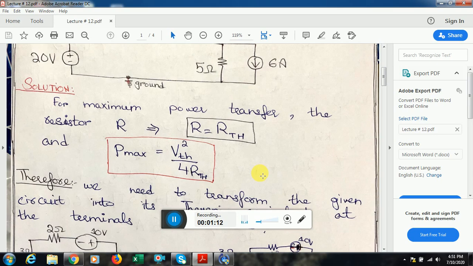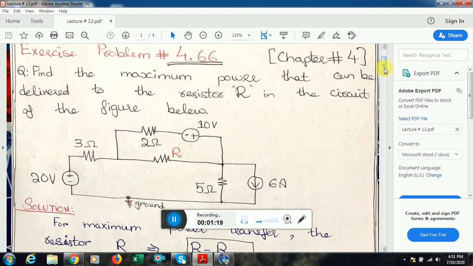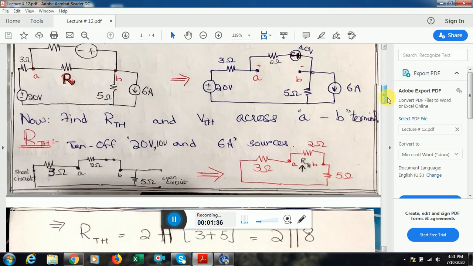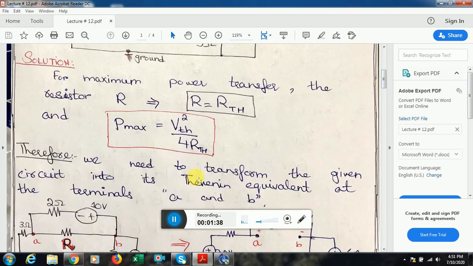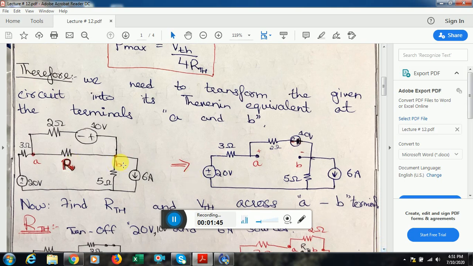This means at the terminals A and B, which I'll term as these two terminals, that is by extracting this R, this terminal and this terminal, I'll identify them as A and B, and I have to transform the rest of the circuit into its equivalent Thevenin resistance and Thevenin voltage. So first I try to find R Thevenin. You know that R Thevenin is found by turning off all of the independent sources between the terminals A and B. So this was the original circuit.